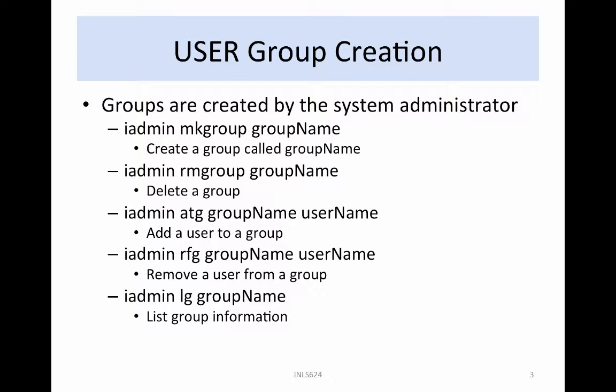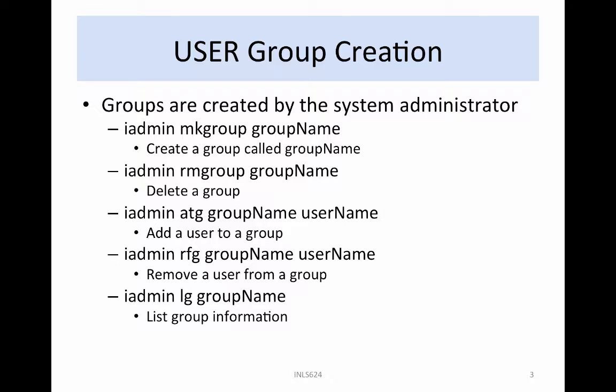Groups are created by the data grid administrator using the iadmin command. To create a user group called group name, the data grid administrator can execute iadmin make group group name. To delete a group called group name, execute iadmin remove group group name.